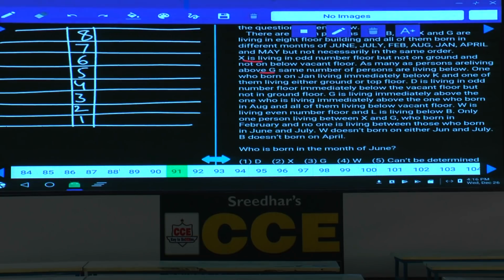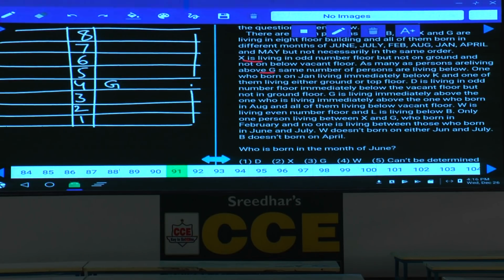Tell me what are the different possibilities we can have. Now, G can be on the 4th floor. If G is living on the 4th floor, then how many persons are there? Above this G there are 4 floors. Below this G there are 3 floors. Now below this G how many persons are staying? 3 persons. Above this G 4 floors are there, so 3 persons must be there. One of the floors is a vacant floor. Clear now? Hence where can we find this vacant floor?